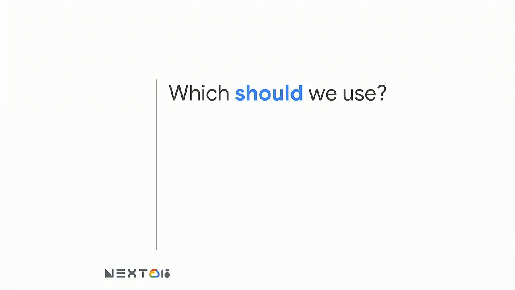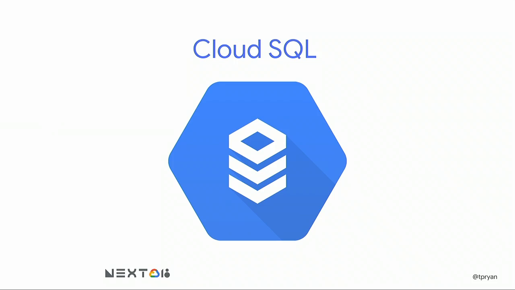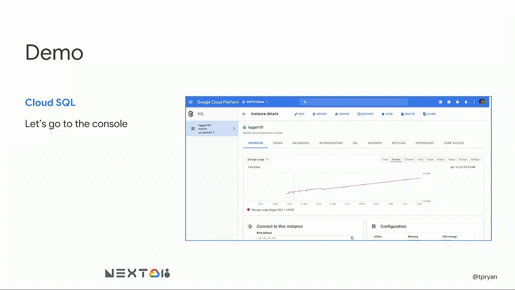Okay, so which one should we use? Well, I'm not switching to NoSQL because the app was written in SQL. That would be much more than I'd want to do for an experiment like this. Cloud Spanner is really overkill, and so what I'm going to do is use Cloud SQL. So let me drive Cloud SQL a little bit for you.